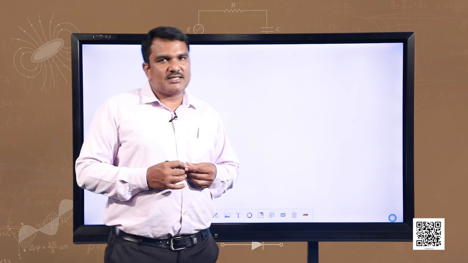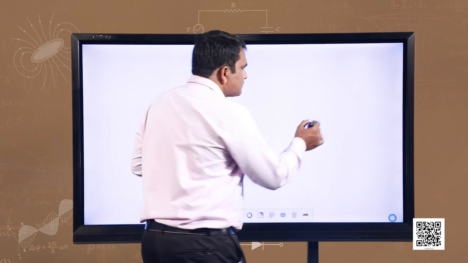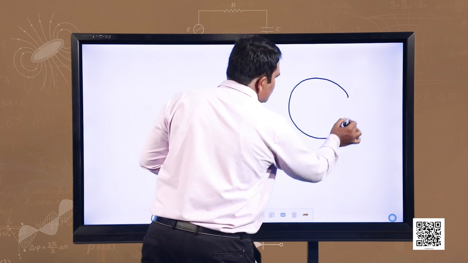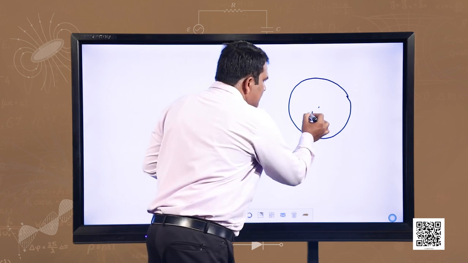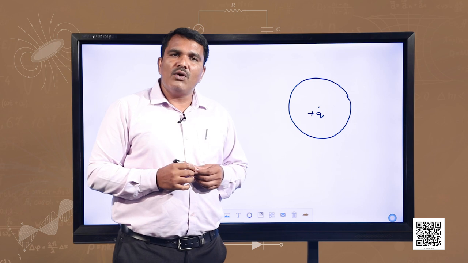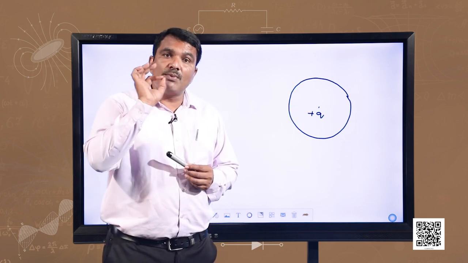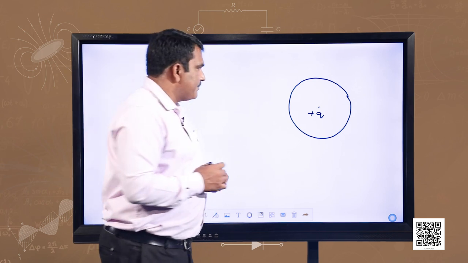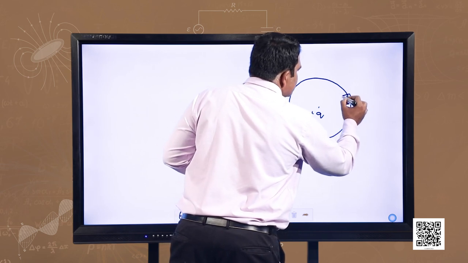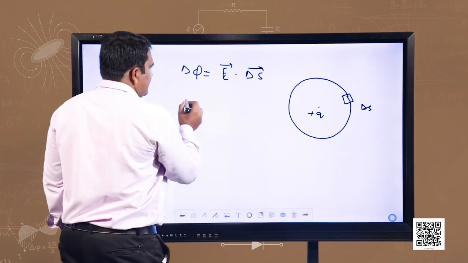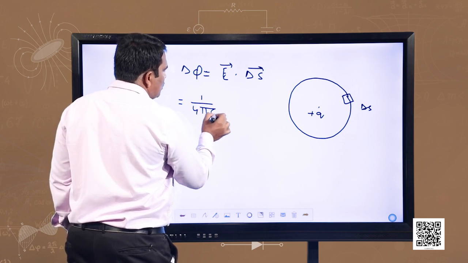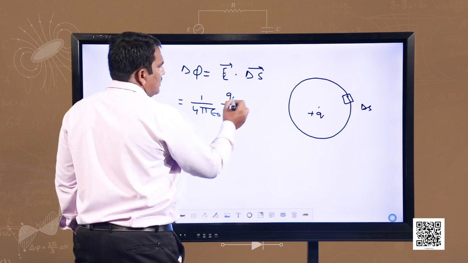Let us try to find electric flux passing through a sphere of radius small r. Suppose this is a sphere of radius small r. Let charge plus Q is placed at the center of this sphere. Now, to find the net flux of this sphere, we may cut a small area element delta S from the surface of this sphere. Let us suppose this is a small area element delta S. So, the flux through an area element delta S is given as delta phi equals E dot delta S, where electric field due to this charge at this point is 1 by 4 pi epsilon naught Q by r square multiplied by r cap.